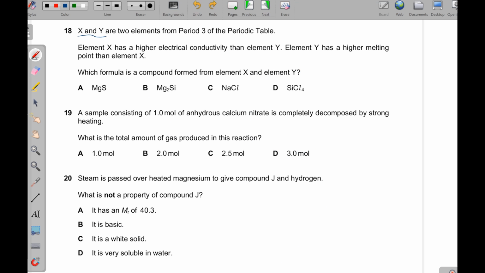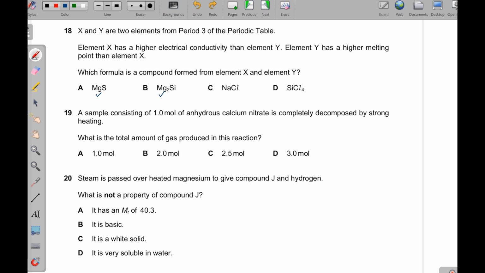Question 18. X and Y are two elements from period 3 of the periodic table. Element X has a higher electrical conductivity than Y. Now let us look at what we are having here. Magnesium has a higher electrical conductivity compared to sulfur. Then magnesium, being a metal, also has a higher electrical conductivity than silicon, because silicon is a metalloid. It is actually more of a covalent element.